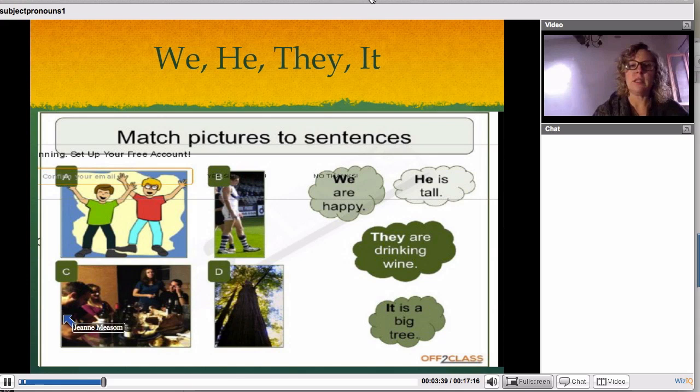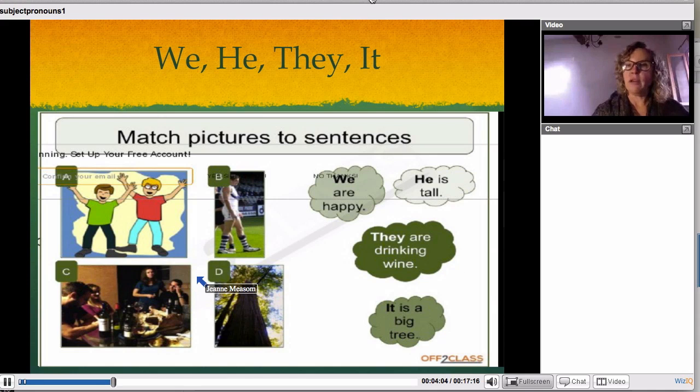Now, is this singular or plural? Singular means it's one person. Plural means it's more than one. So this one is more than one person, so it is plural, which is either we or they. Now, it could be either one, okay? But if you look at the sentence, there's wine there. So "They are drinking wine."